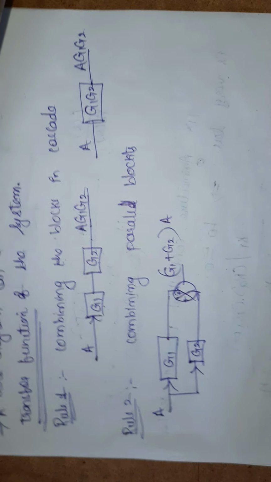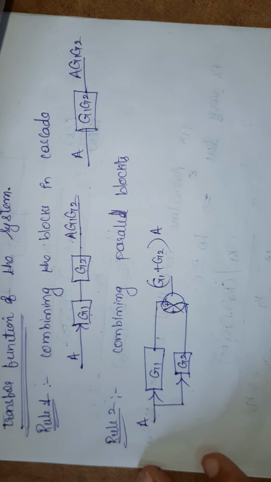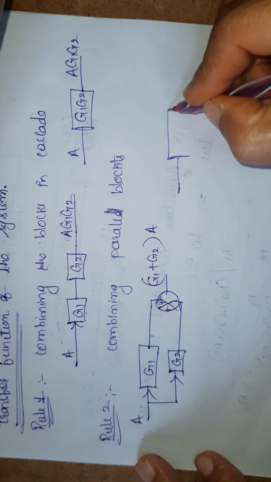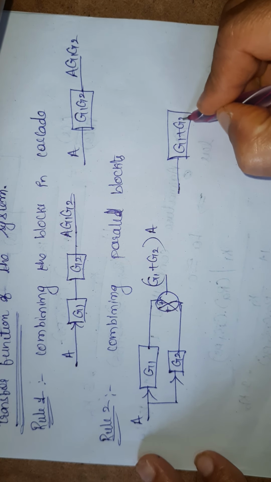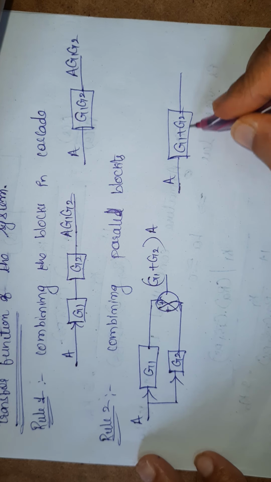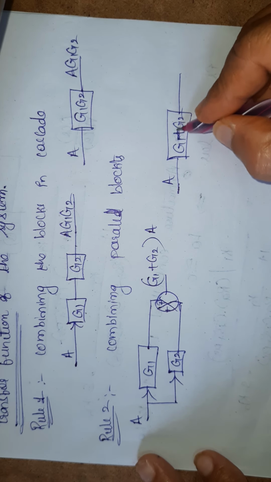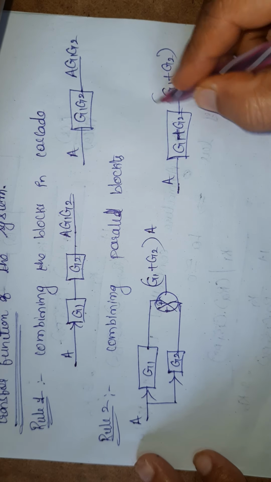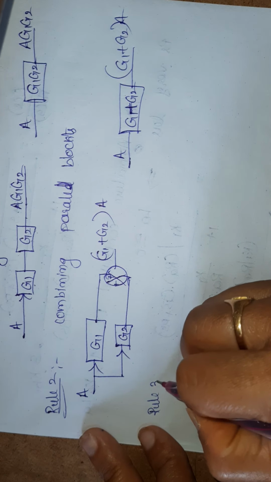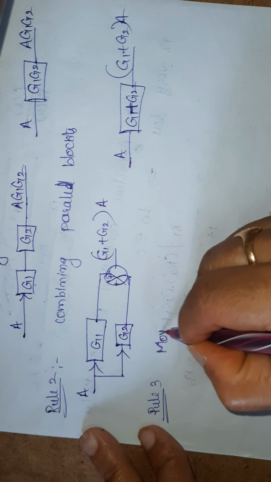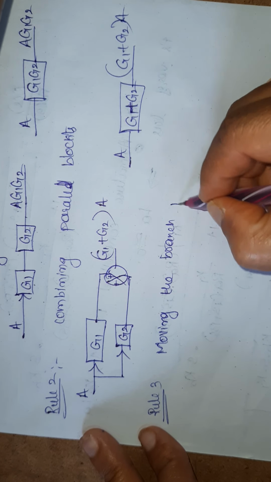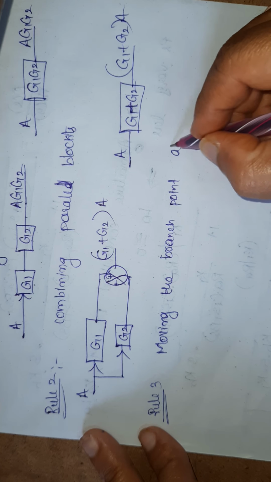Now, how to reduce the blocks which are in parallel? Simply we can place an adder between the two blocks, such that the output is G1 plus G2 into A. Next, rule 3, moving the branch point ahead of the block.